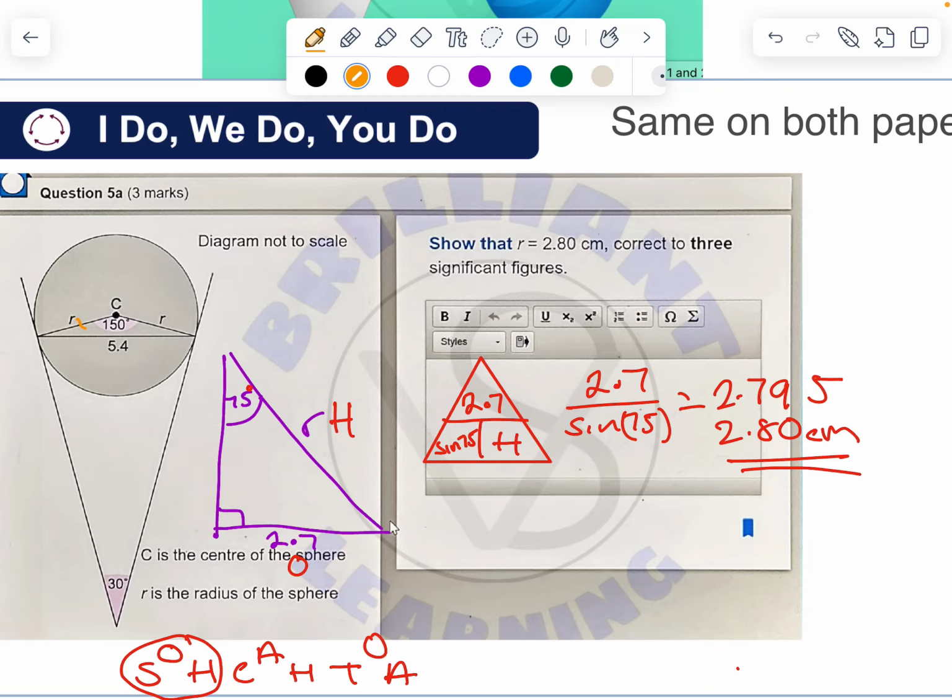Because it's an isosceles triangle, this angle's 15 degrees, this angle's 15 degrees. So that means R over sine 15 is the same, and they're a pair, 5.4 over sine 150. And then you just need to bring sine 15 to the other side and you'll get the same answer.